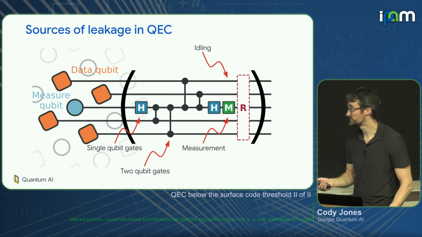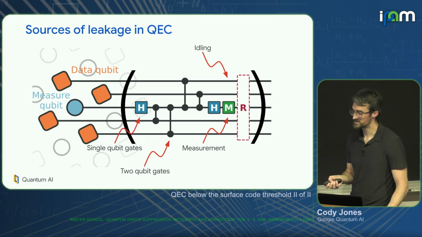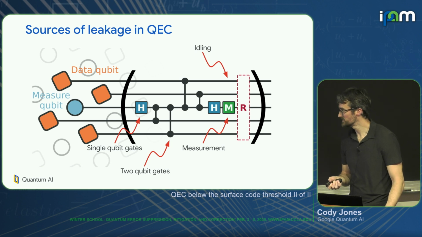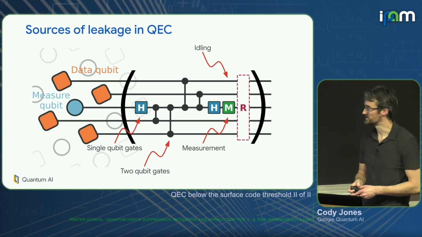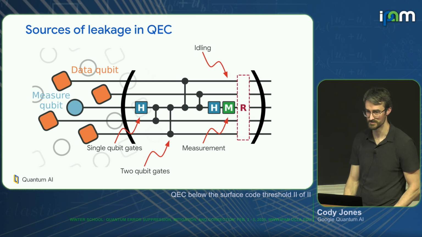So we can have leakage caused by measurement. Similar to the single qubit gates, it's because we're sending microwave energy into the qubit, and that can excite the qubit into a leak state. And then additionally, idling can incur leakage. And I would say we don't actually fully understand that one. It's something we call heating. A qubit is getting excited through some not fully understood mechanism. So leakage can happen in a lot of different ways.